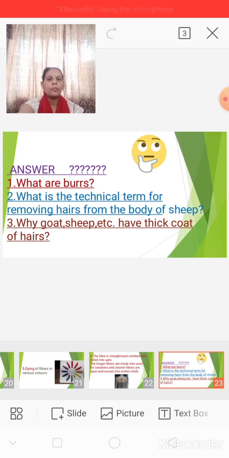These are the fluffy hairs present on the fiber, on any of your woolen cloth. Second one, the technical term for removing the hairs from the sheep is said to be your shearing. Third one, to trap the air and to keep them warm. Here you can see, for these 3 questions I have given you the answers.